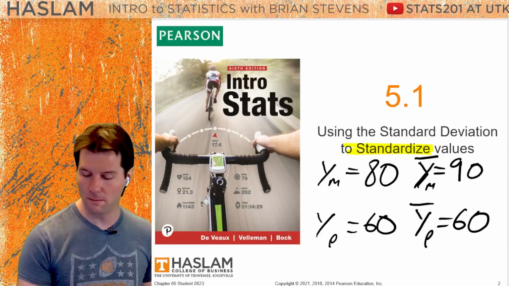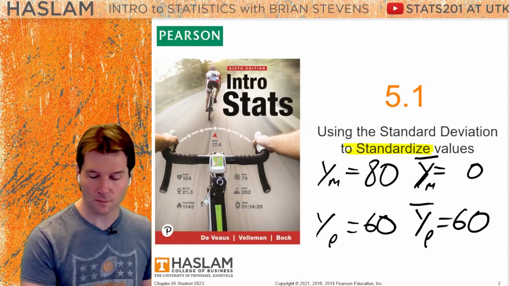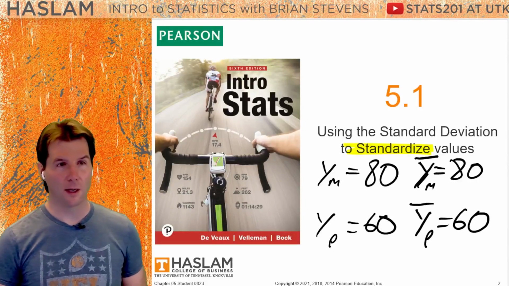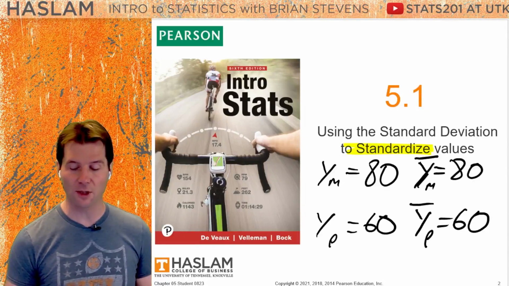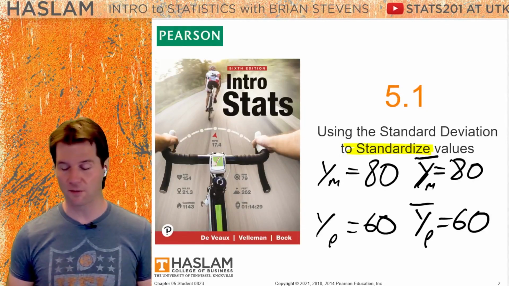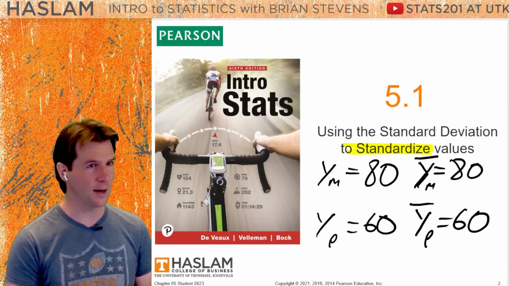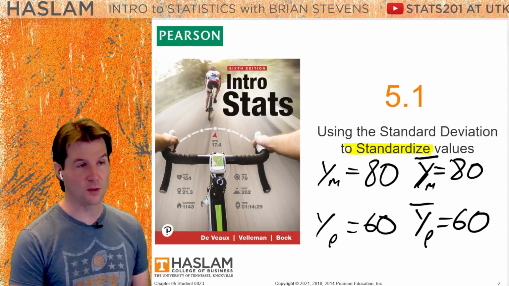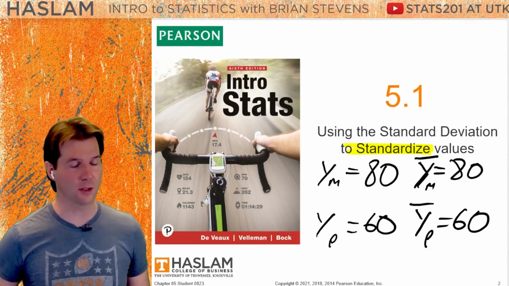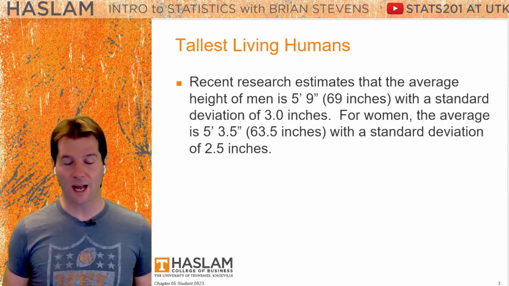How about if on both tests, we scored the average? Now, in this instance, we scored an 80 on the math test, and the math test had an 80 average. On the physics test, we scored a 60, and the physics test had a 60 average. There has to be some way to equally compare these and to standardize these values, and that's what we'll be covering in this lecture.